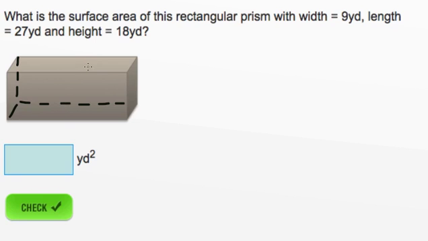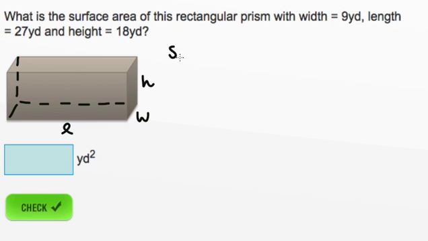same. So let's first label our picture so that we can set up the equation to solve for the surface area. We know that the height is here, the width is here, and the length is here. Now let's set up our equation. We know that the surface area is the sum of all 6 areas that cover the prism.